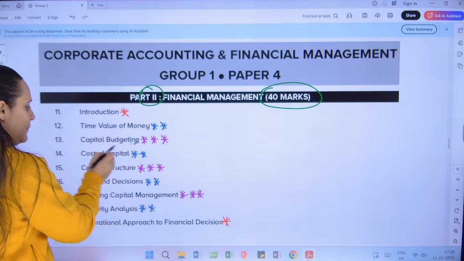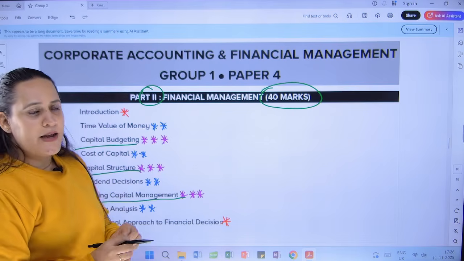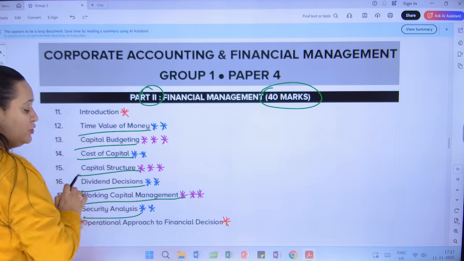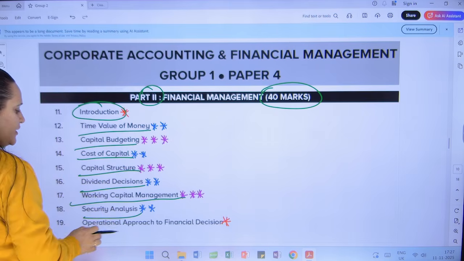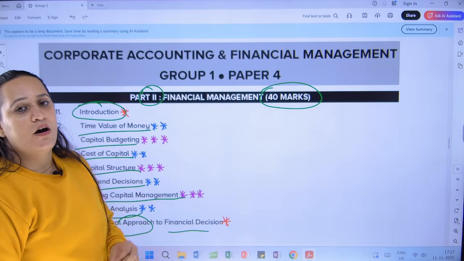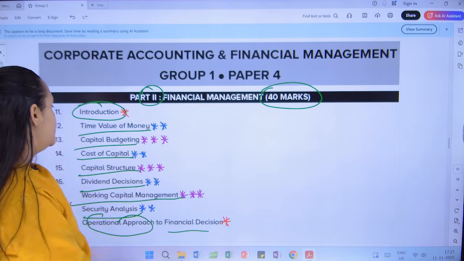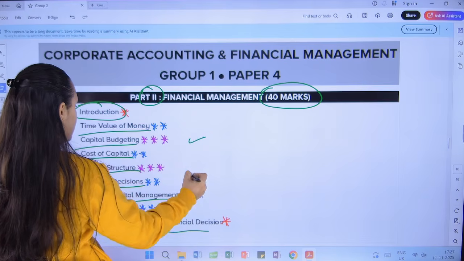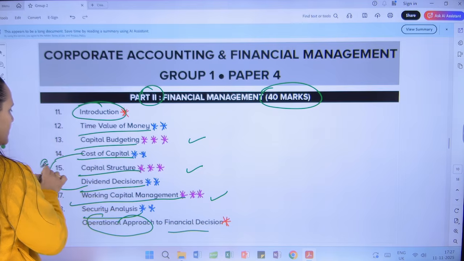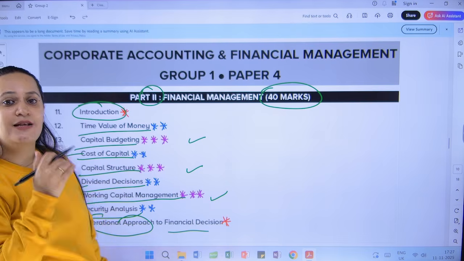Most important chapters being capital budgeting, capital structure, working capital management. Very, very important. Second important chapters becoming cost of capital, dividend decision, security analysis, and time value of money. And lastly, you can focus on the basic introduction aspect and operational approach to financial decisions. This is the order in which you should do your preparation for financial management. Again, I'm saying solve as many problems as you can from the chapters relating to capital budgeting, capital structure, and working capital management. From cost of capital and dividend also you're going to get questions, and since they are more formula based, both cost of capital and dividend decision I'm keeping at the second level.